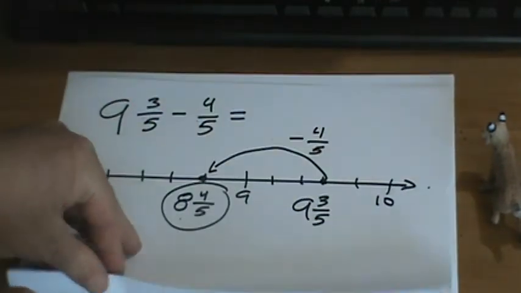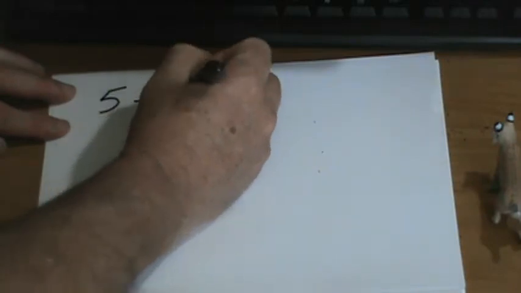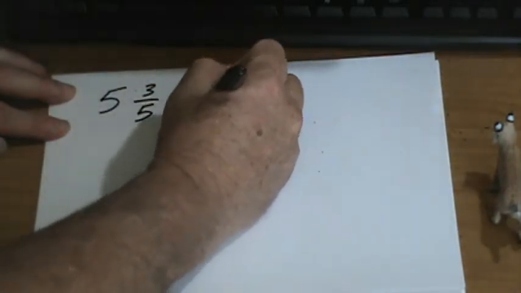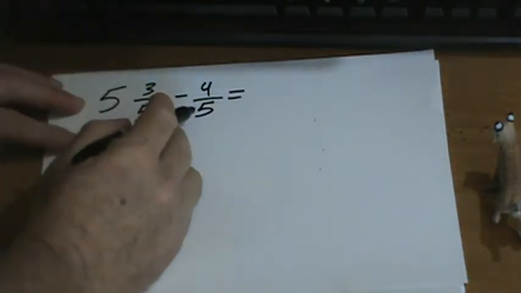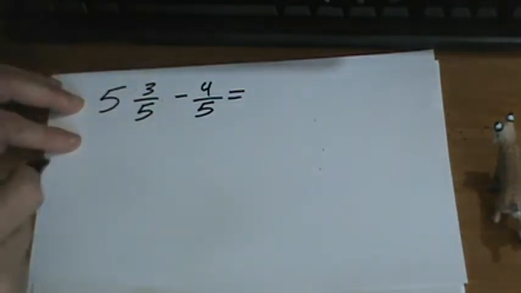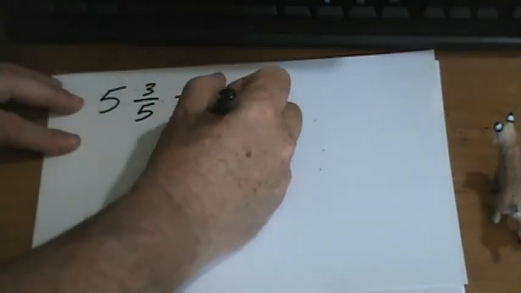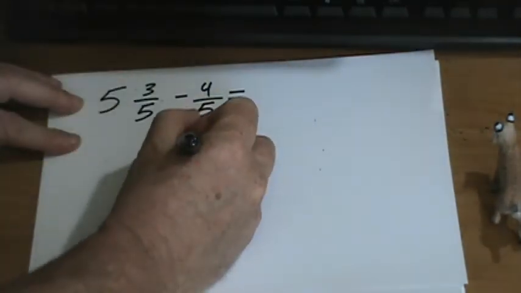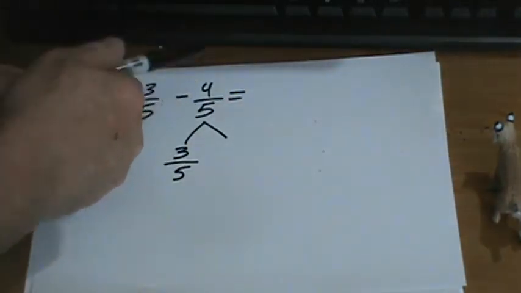All right, we're going to do something a little different for the next 4 problems. And it's 5 and 3 fifths minus 4 fifths. Okay, what can we do different here? Well, let me show you. We're going to break this apart. We're going to decompose it. I want to decompose it with 3 fifths, and I'll show you why. Really, really fun here. Okay, I'm going to do 3 fifths. How many fifths are left over? 3, 1 more, so it's 4 fifths.